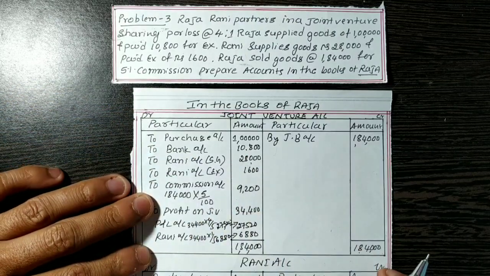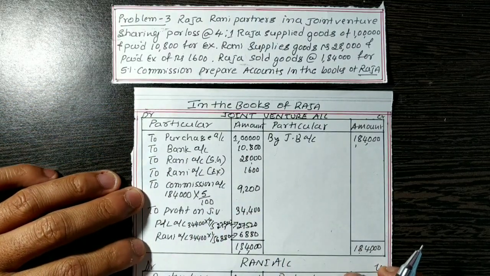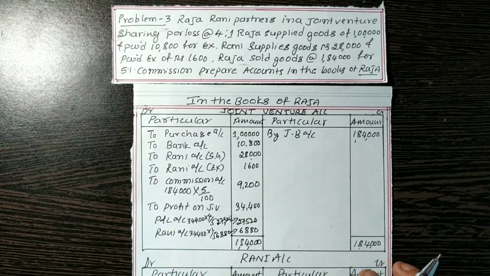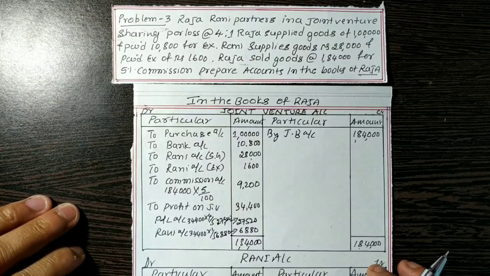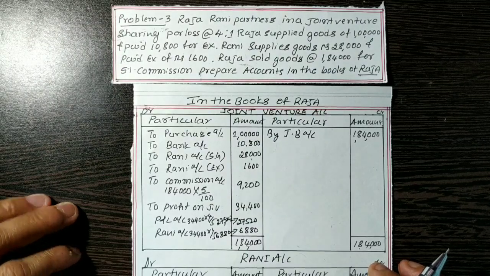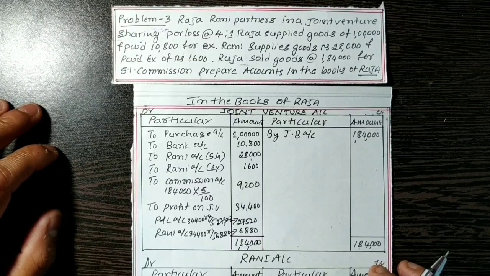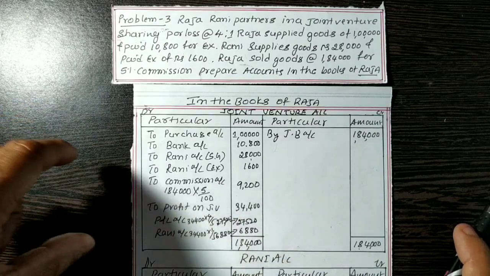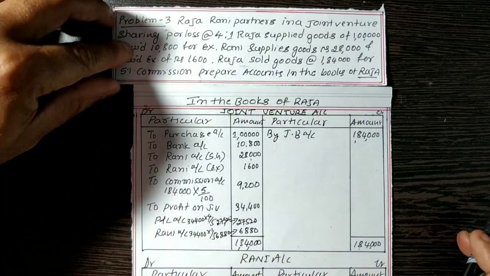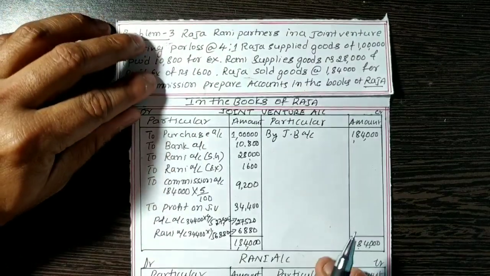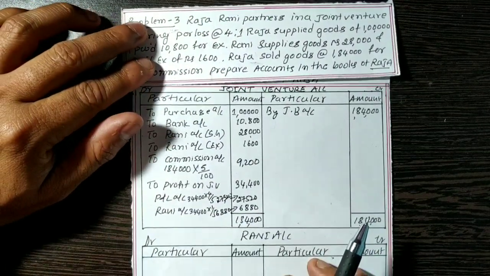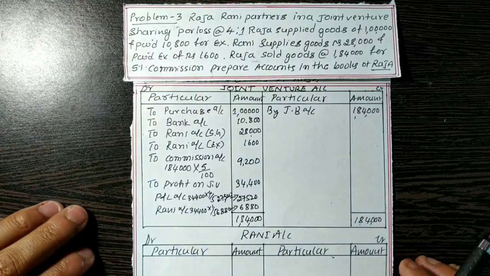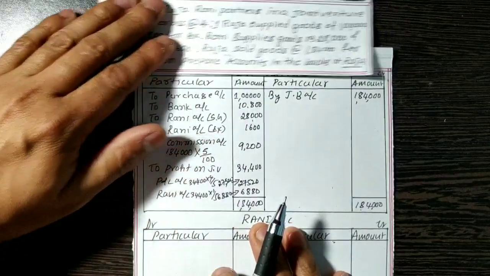So we completed the joint venture account. Now we will go through the Rani account in the books of Raja. In this method we are not going to prepare the joint bank account. That should be kept in mind. Whatever entries are given in the problem are considered in the books of Raja, so we go straight to the Rani account by considering the entries we wrote in the joint venture account.